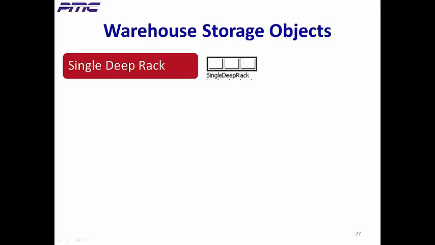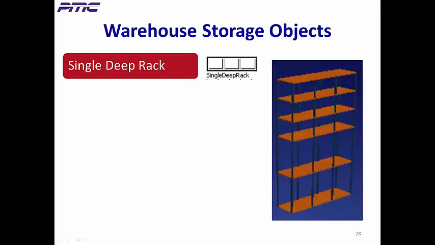In the 2D view of your simulation, the single deep rack looks like this. And the 3D representation looks like this. All rack objects can be quickly customized for the number of clusters or shelves across. Our example has 3 clusters and the number of levels. Our example has 5 levels.